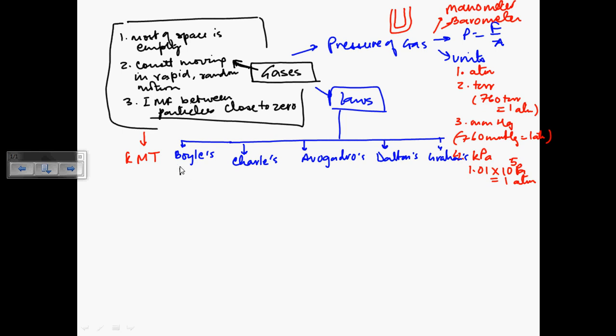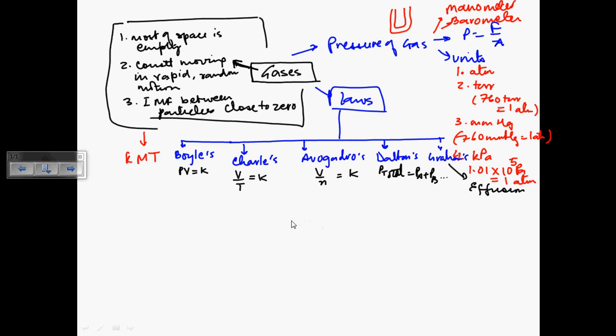Boyle's law says that pressure and volume are inversely proportional, or product of pressure and volume is constant. Charles' law says ratio of volume and absolute temperature is a constant. Avogadro's law says that 1 mole of a gas occupies 22.4 liters at STP, or volume is directly proportional to moles of gas. And Dalton's law says if you mix a number of gases, then the total pressure is equal to the sum of the partial pressures of gases. And Graham's law deals with effusion, and I'm going to go over it in a minute.